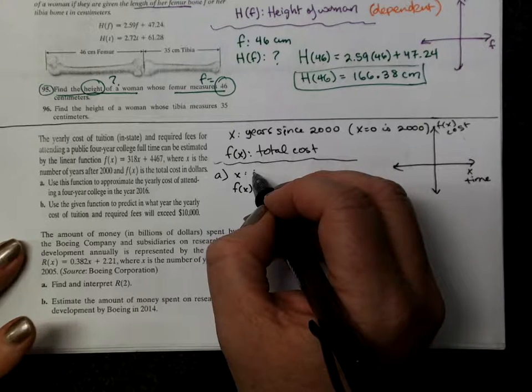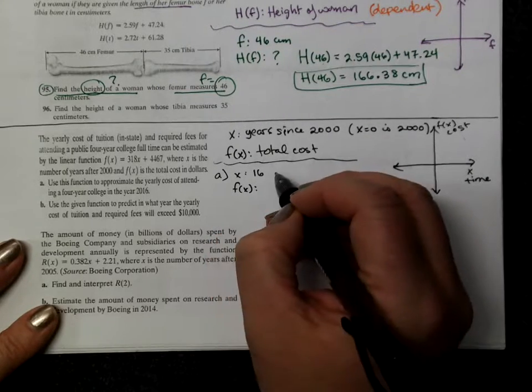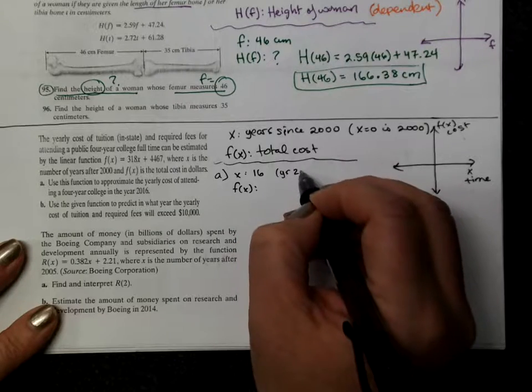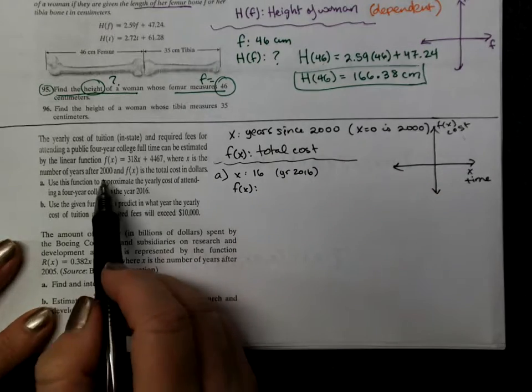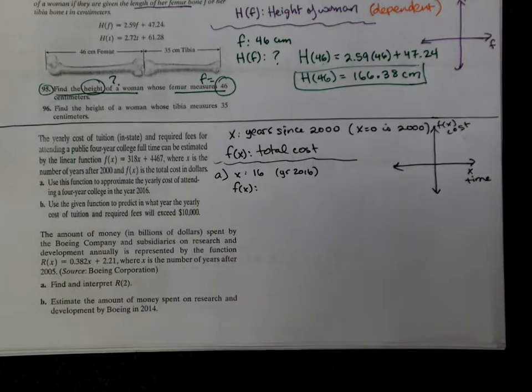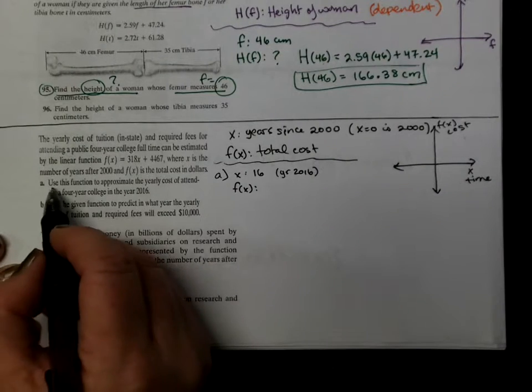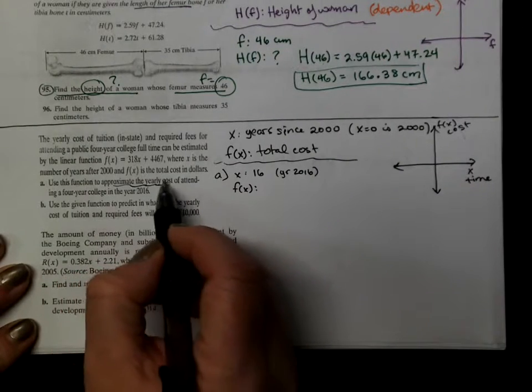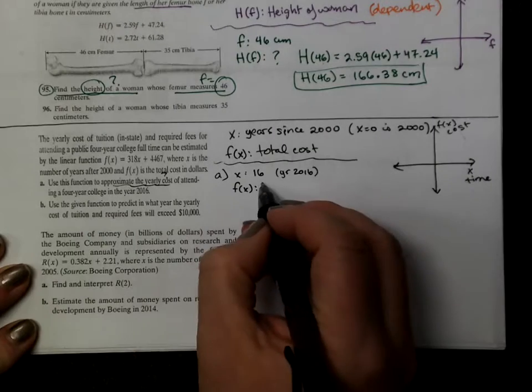Which is just 16, right. x is 16 based on the year 2016, because we have to do whatever that year is minus our starting year, and then we'll find our x. And what we don't know is the approximate yearly cost. So that cost is unknown. That's what we don't know.